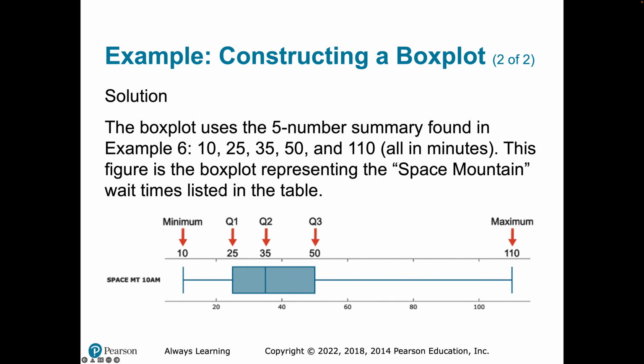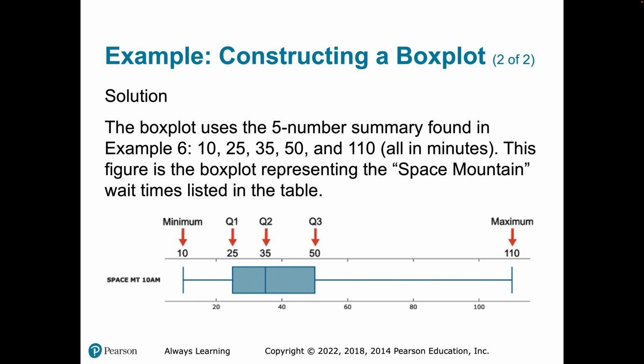Next thing I would do is come in at 10 and make a dot. I would come at 25, make a dot. Come to 35, I'd make a dot. 50, make a dot. 110, make a dot. And then I would connect the 3 middle dots with the box, and then the so-called whiskers, or the horizontal lines that extend left and right, extend those out to the min and the max.